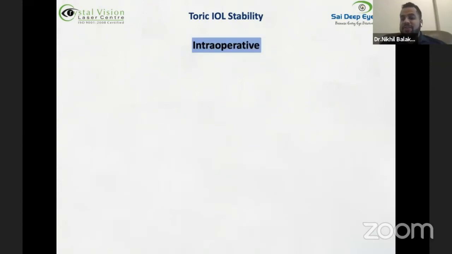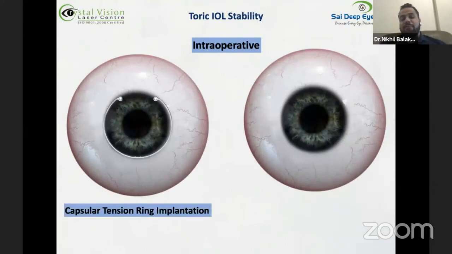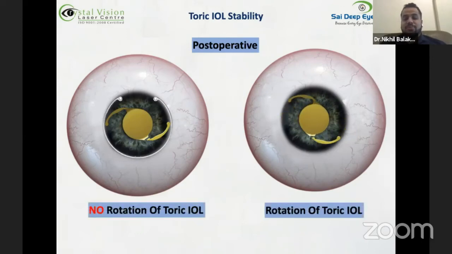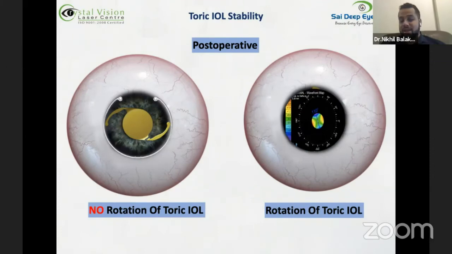So what we do intraoperatively in these patients is that we implant a CTR ring. And we have seen in a study that we've undertaken at our center that implantation of a toric IOL with a CTR ring shows better stability and no rotation, as compared to when a CTR is not placed in a high myope, where there's a rotation of a toric IOL.